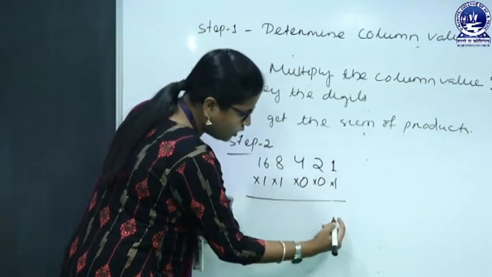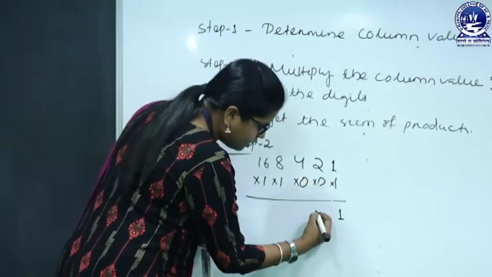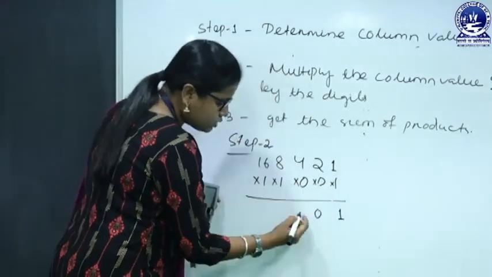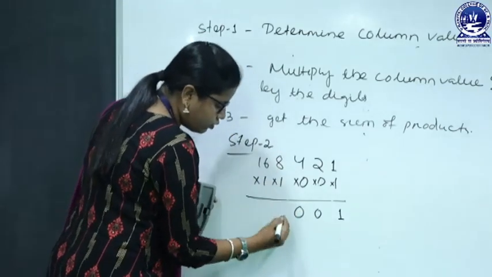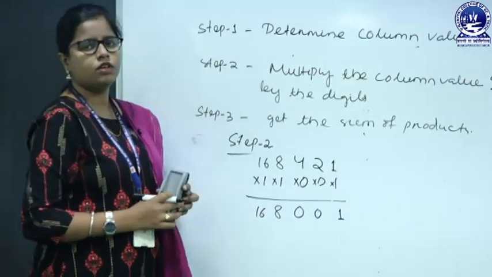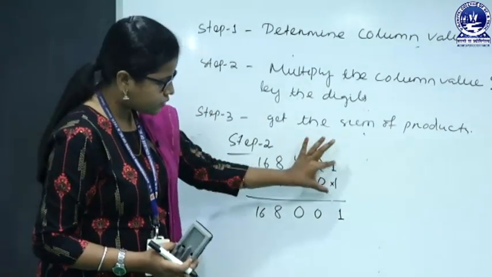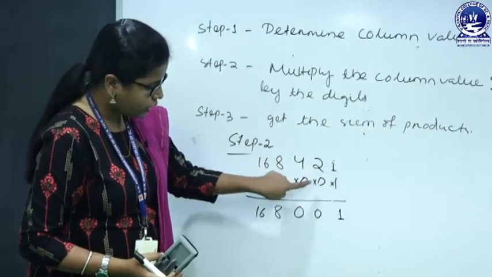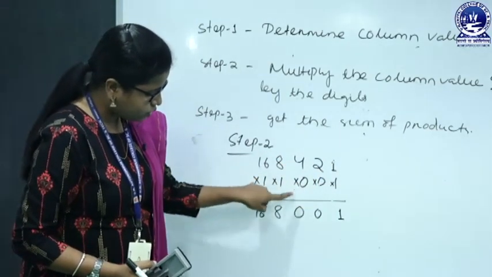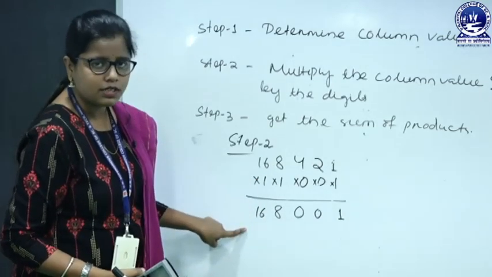So 1 into 1 is 1. 2 into 0 is 0. 4 into 0 is 0. 8 into 1 is 8. 16 into 1 is 16. So we have got the 5 products: 1 into 1, 1; 2 into 0, 0; 4 into 0, 0; 8 into 1, 8; 16 into 1, that is 16.